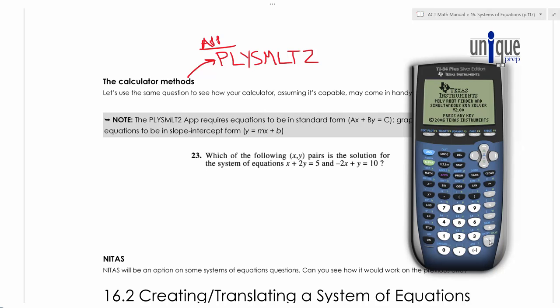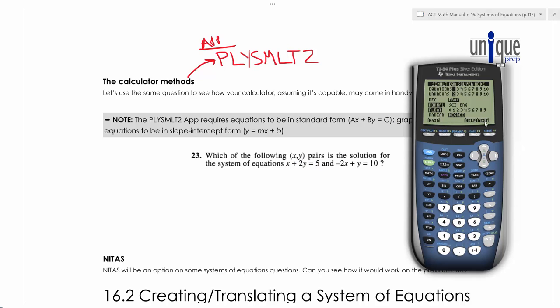I hit enter when I have Polysimul selected. Notice the calculator is telling me to press any key. I press any key. Now, the polynomial root finder we actually use in a different section in the manual, but here we're going to use, you guessed it, the simultaneous equation solver. Simultaneous equation is the same as system of equations. So I hit number 2. That takes me into the simultaneous equation solver mode. I have, in this question, 2 equations, so the 2 is fine. 2 unknowns, x and y, so that's fine. The rest of these settings I pretty much can always keep the same. Fraction, normal, float, degree, all fine.